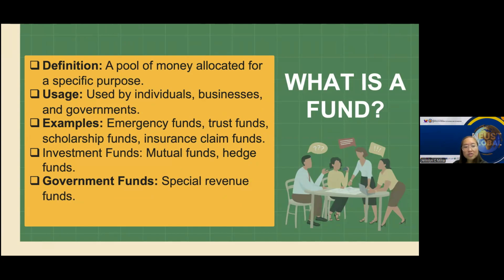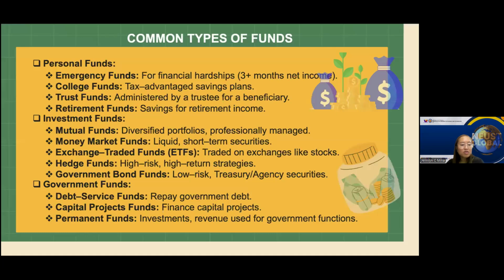For investors, it can be by means of mutual funds, for example diversified investment, or hedge funds, high risk, high return investment. For government, you can use funds like special revenue funds to pay for public expenses. Funds help manage money efficiently, whether savings, investments, or planned expenses.